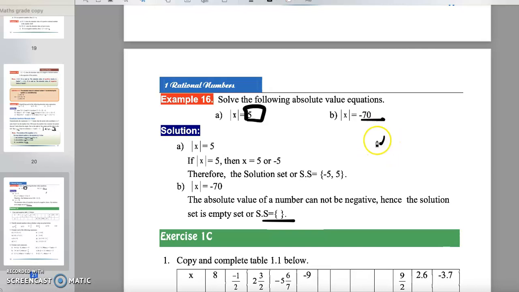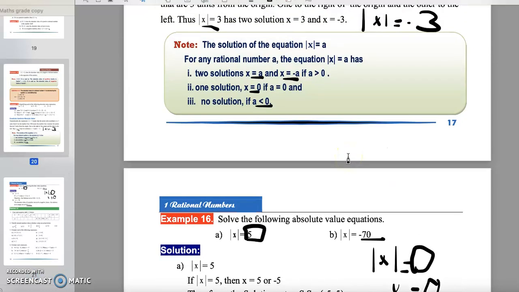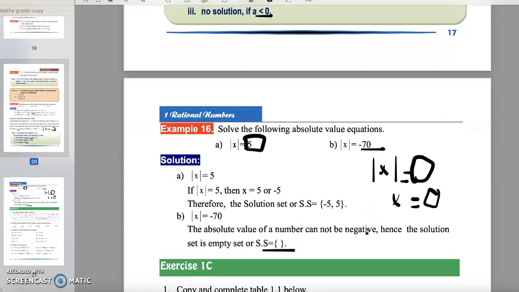But in this case, if absolute value of x equals 0, then the answer has one solution, which is x is 0. So you have to know these conditions to solve these equations.